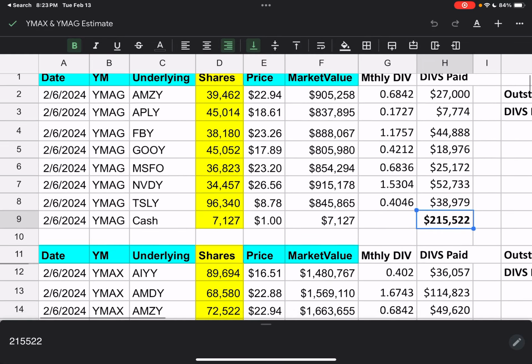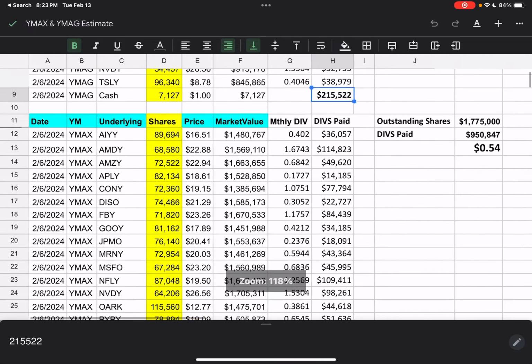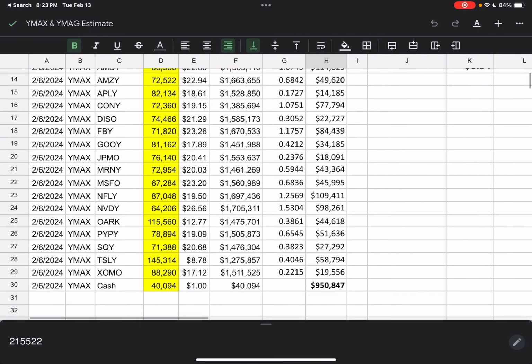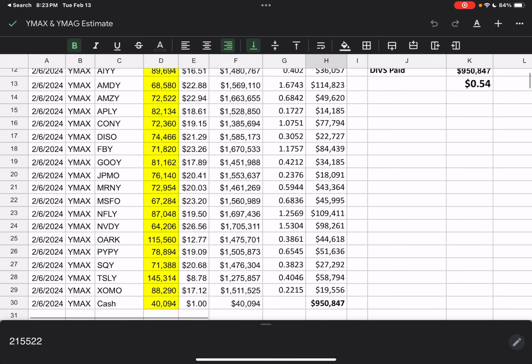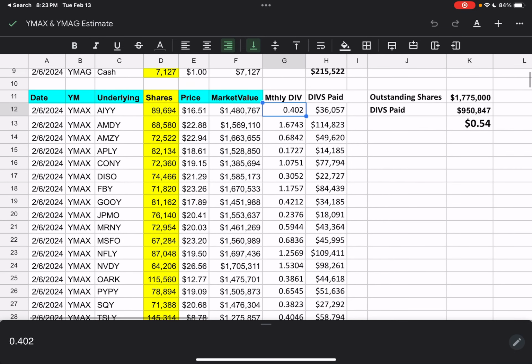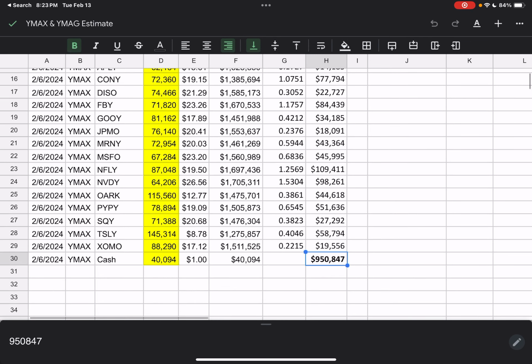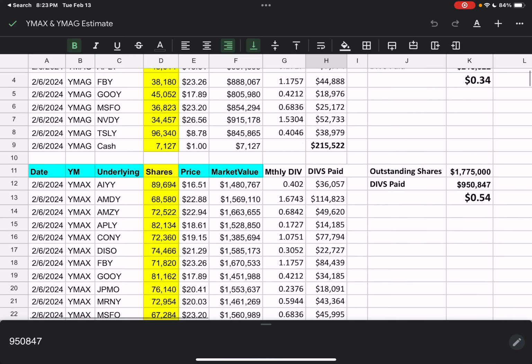And then I did the same thing for the YMAX here, right? We had all their shares, and then, again, added the monthly dividend here, and multiplied the number of shares to get the total. So YMAX had a total of dividends paid of $950,000.